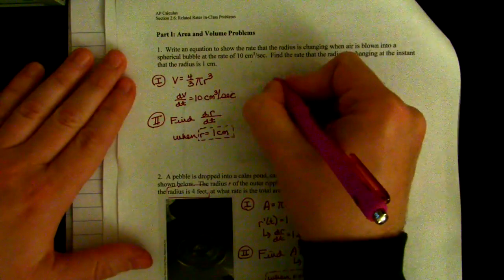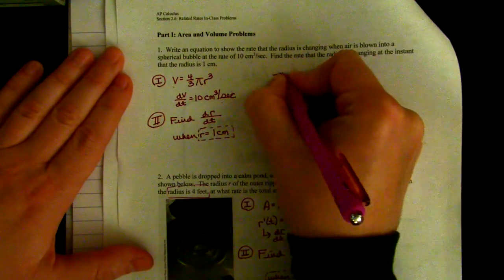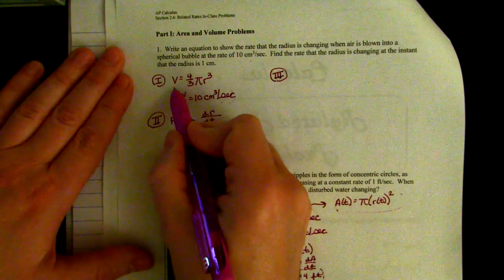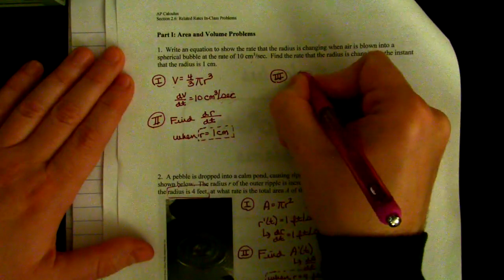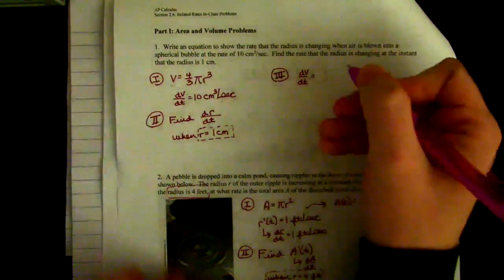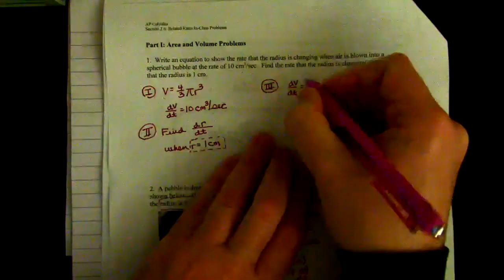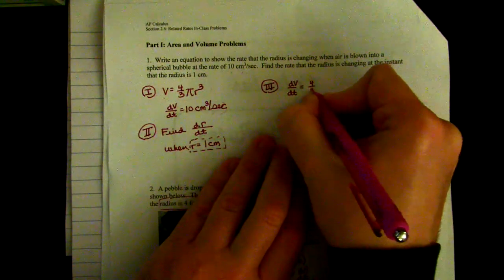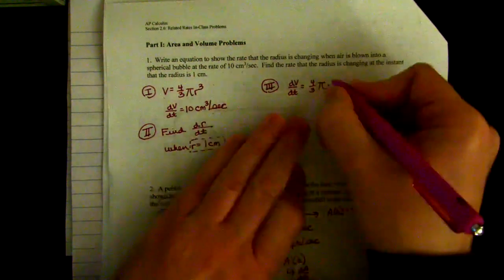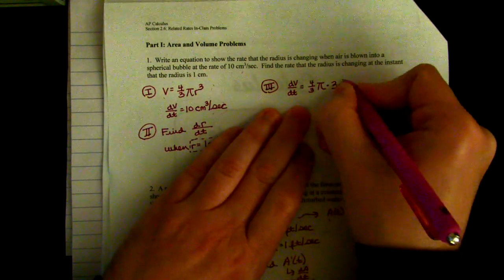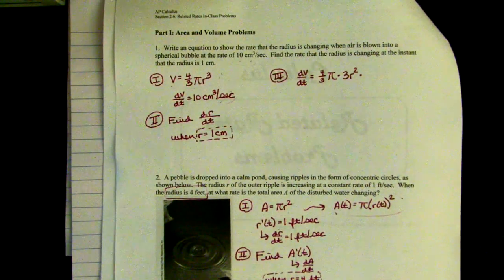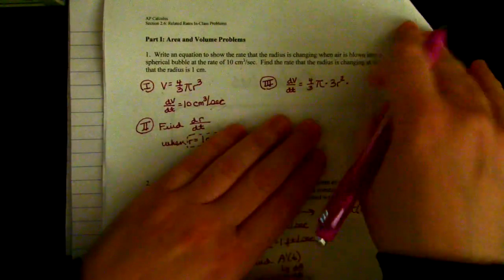Part 3, I'm going to do my derivative. What's the derivative of V? dV/dt. On the other side, I have that constant I'm just going to leave out front, 4/3 pi. The derivative of r cubed should be 3r squared, but by the chain rule, we've got to multiply that by what? I hope you just said dr/dt.